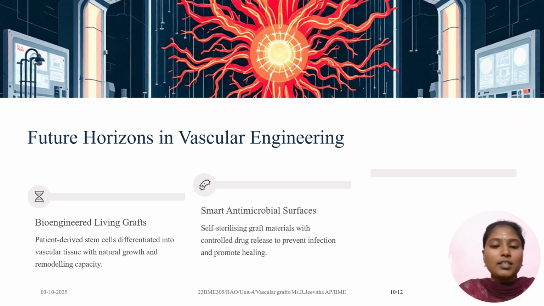The future of vascular engineering is that bioengineered living grafts may be made. Patient-derived stem cells are differentiated into vascular tissue with natural growth and remodeling capacity. The second one is smart antimicrobial surfaces. Through surface modification, we get good biocompatibility and hemocompatibility with the blood. So these smart antimicrobial surfaces prevent infection and promote healing also.